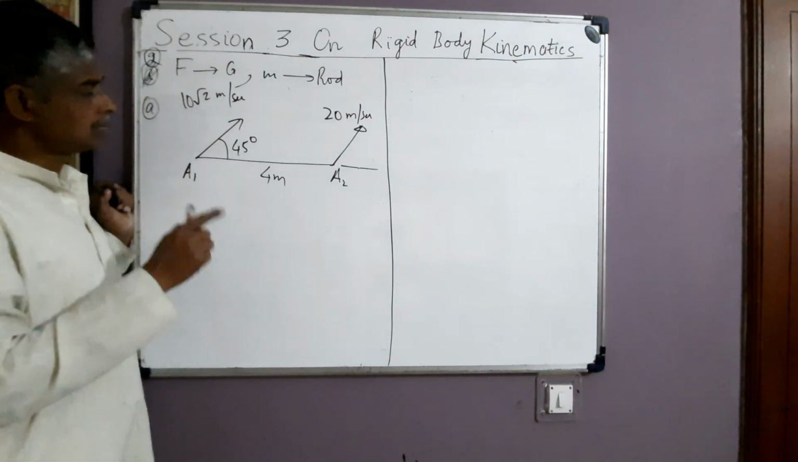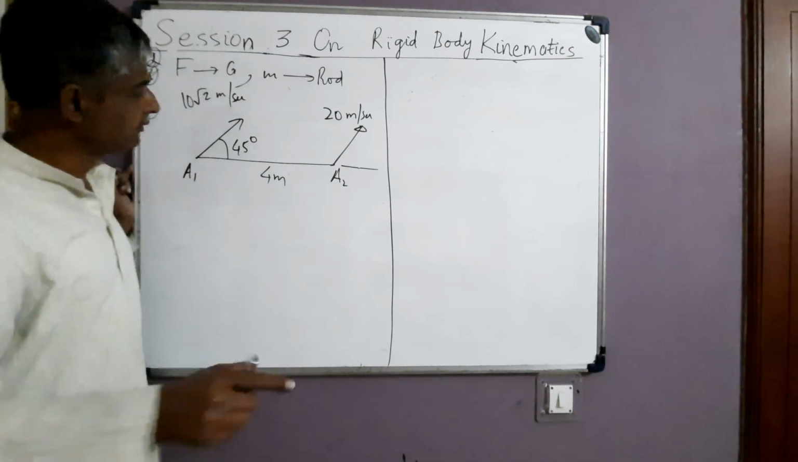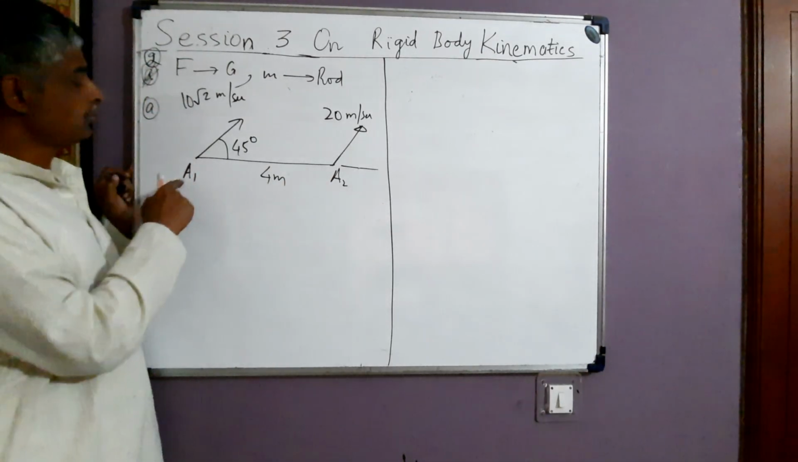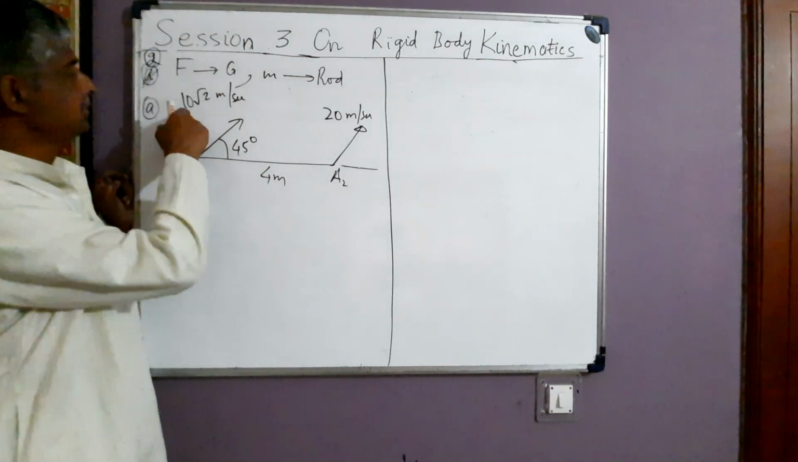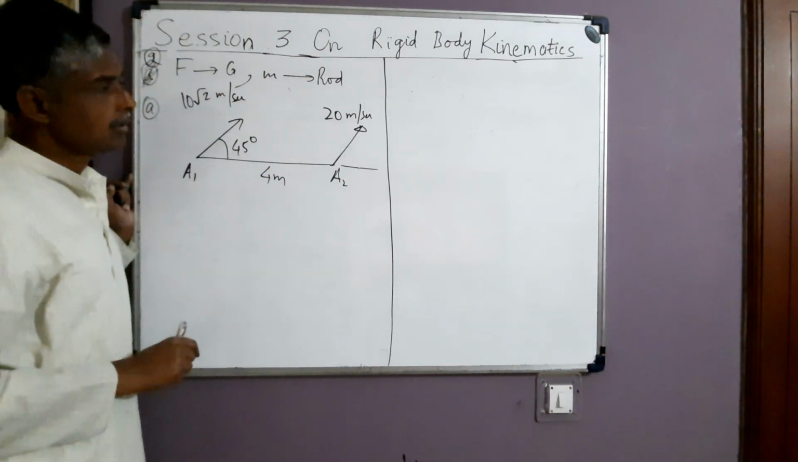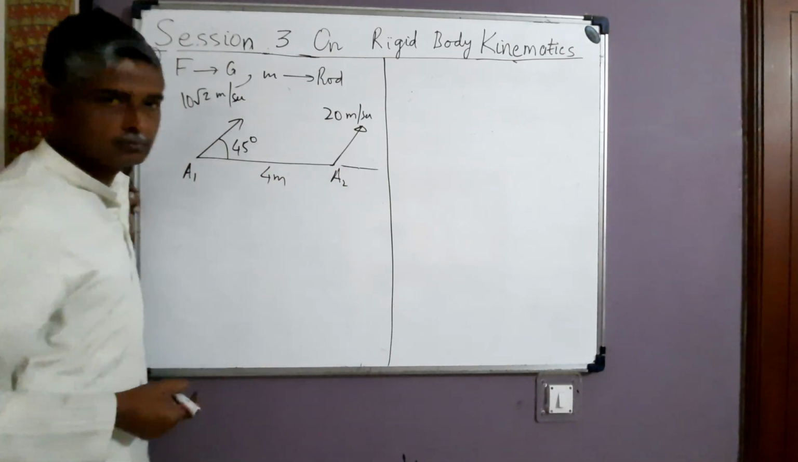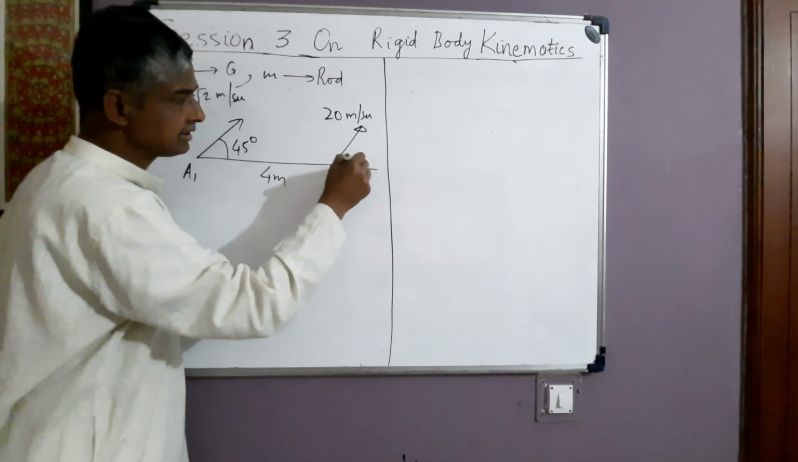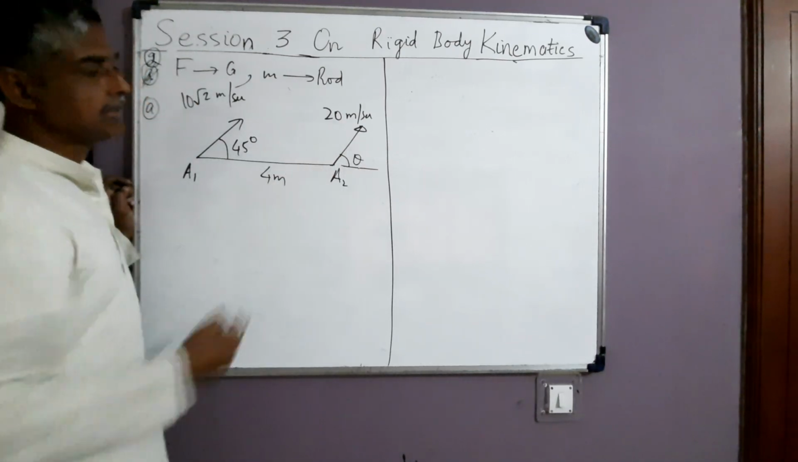Now to know the relative normal speed, we must know the normal velocities of A1 and A2. Normal velocity of A1 is the component of velocity of A1 normal to this rod, that is 10 root 2 sine 45 degree. That is simply 10 meter per second upward. Now we have to know the normal velocity of A2. For that we must know the angle which the velocity of A2 makes with the rod. Let's call it theta. Now how to find theta?